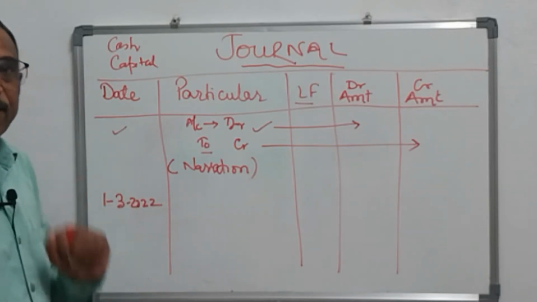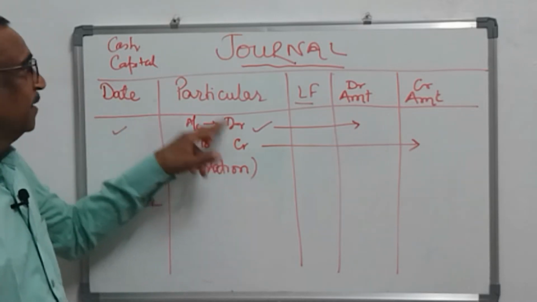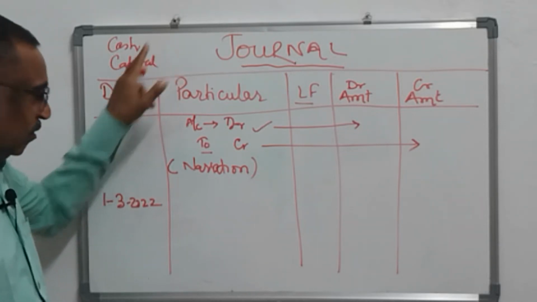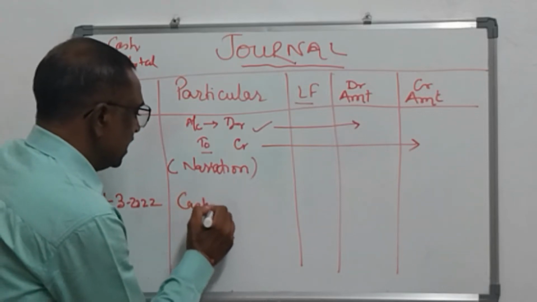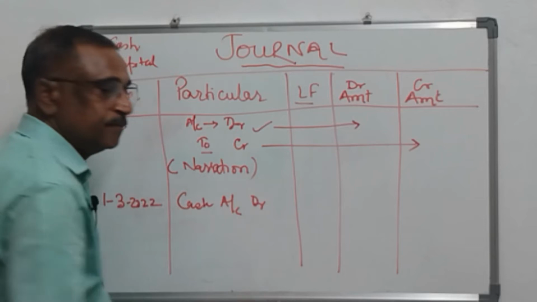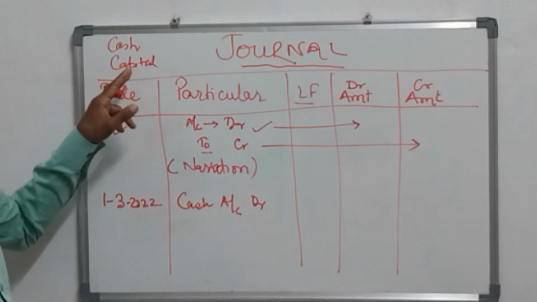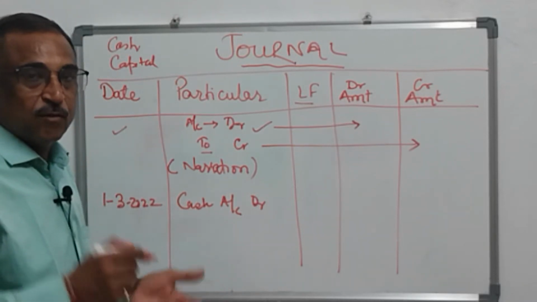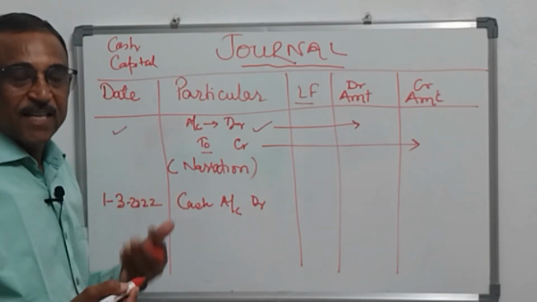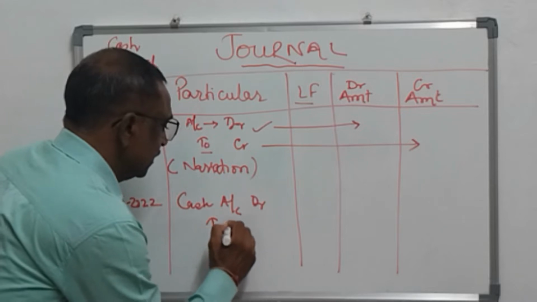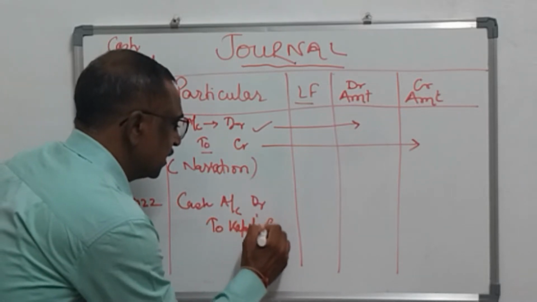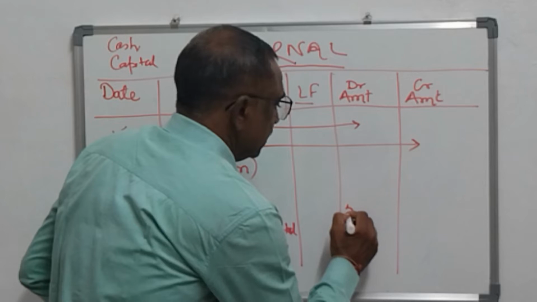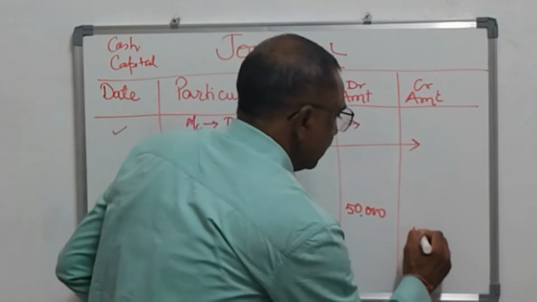So the entry will be, first of all we have to write the debit part. Cash is an asset and the rule for asset is what comes in is debited. So here we are going to write cash account, debit. And what is to be credited? To capital. Capital is your personal account because it is being introduced by the proprietor. So credit the giver as per the traditional approach. To Kapil's capital. The amount was 50,000 in the debit column and 50,000 will be written in the credit column.